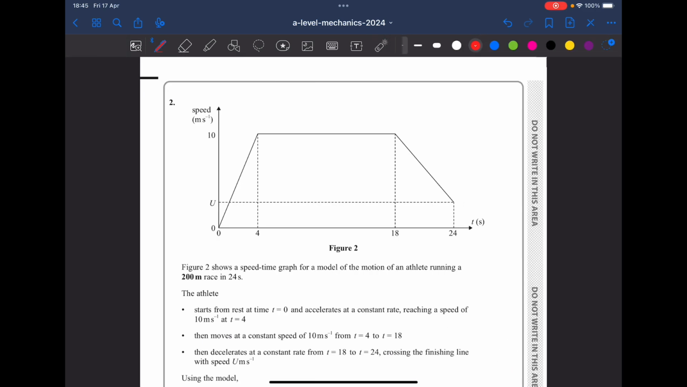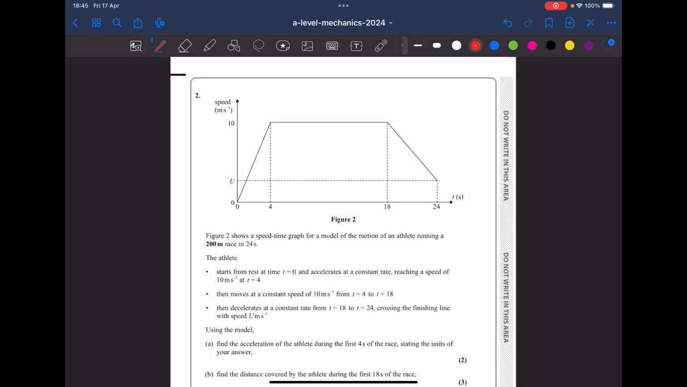So let's keep going. Question number 2. We have a speed-time graph for the motion of an athlete running a 200-meter race in 24 seconds. They start from rest, accelerate at a constant rate, and reach a speed of 10 meters per second at 4 seconds. Constant speed after that of 10 meters per second until they get to 18, and then they decelerate again at a constant rate. That constant rate just tells us all of these are straight lines. There's no curve here.